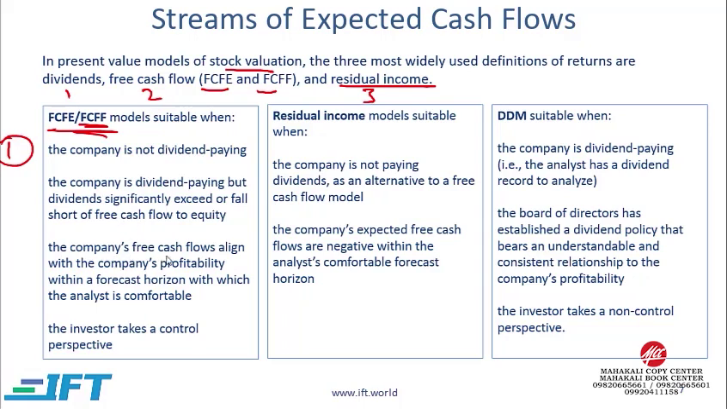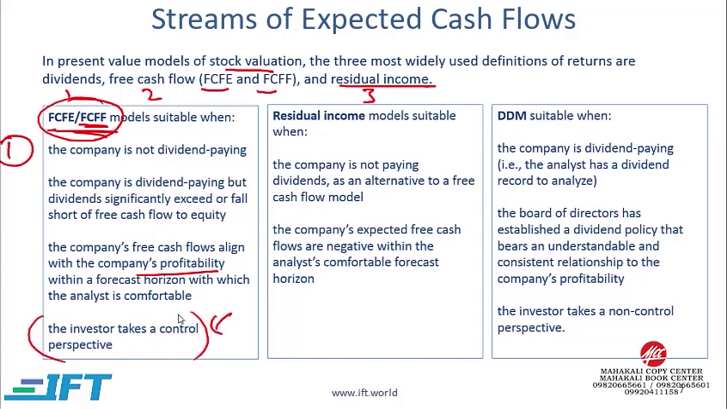The company's free cash flows align with the company's profitability within a forecast horizon with which the analyst is comfortable. So the point is, you use this model when the free cash flow is in general aligned with the company's profitability. And you can use this model when the investor takes a control perspective, as opposed to a dividend model, which we'll see later, where the investor does not have a control perspective.